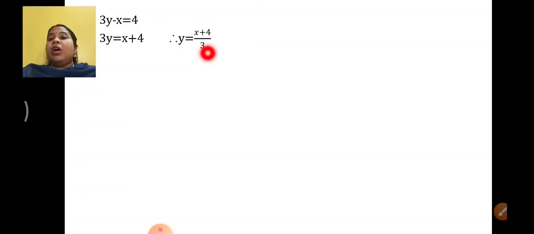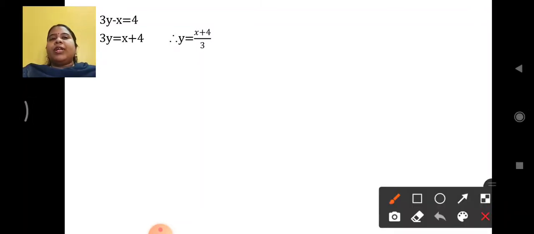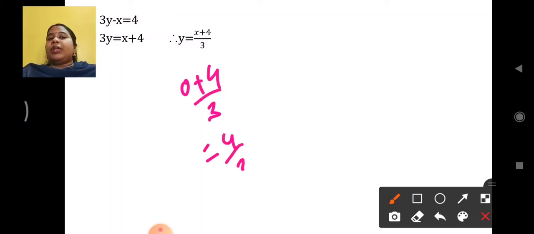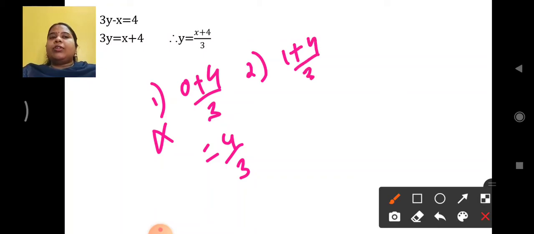Okay. So now how to think in the exam? Which values have to be taken? See, I'll just show you how you will think in the exam. Suppose I take x as 0. Okay. So it will be 0 plus 4 upon 3. So it is 4 upon 3. It's a fraction. So I am not going to take x as 0. Okay, second value, suppose I take x as 1. So 1 plus 4 upon 3. So it will be 5 upon 3. Again a fraction. I am not going to take this value.